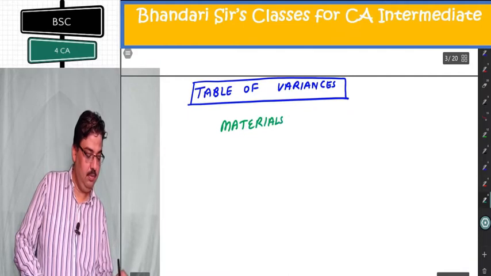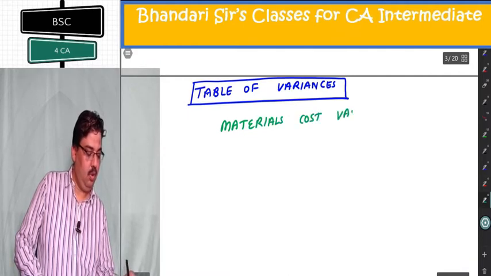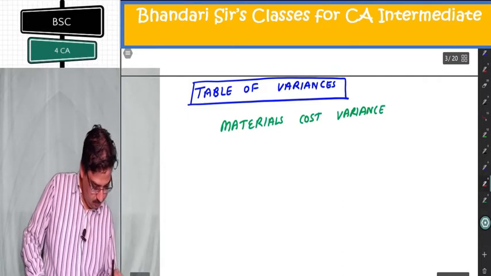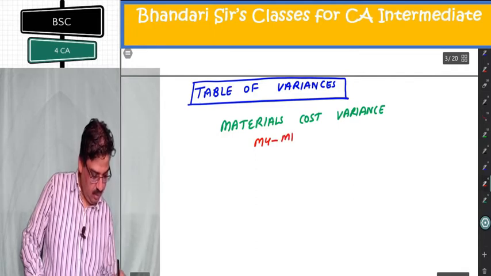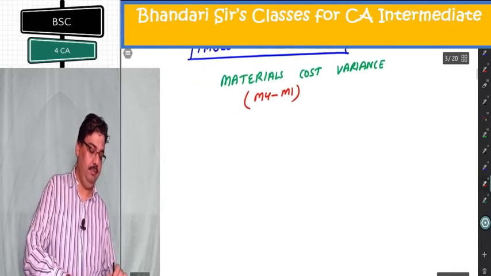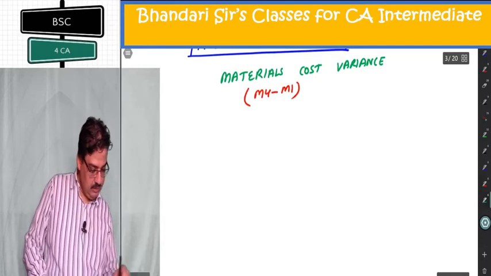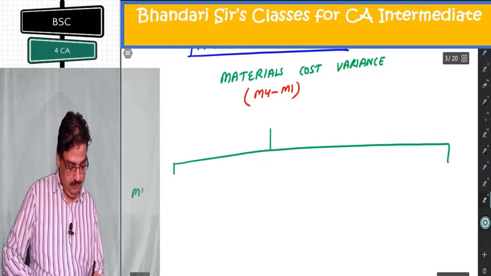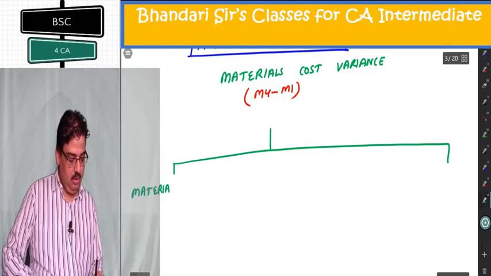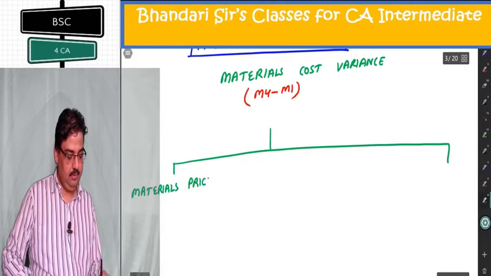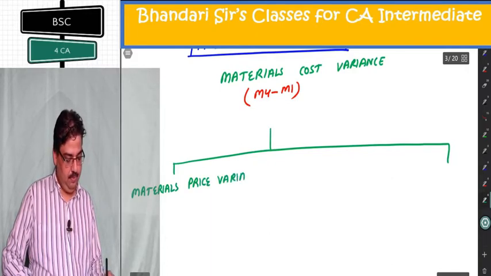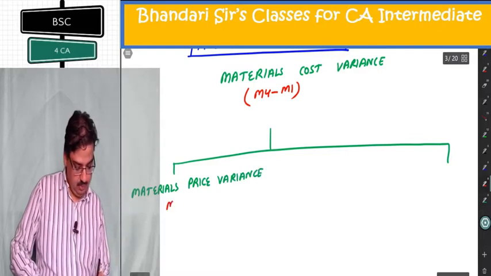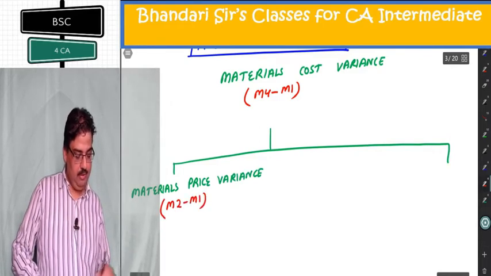Materials cost variance: M4 minus M1. Under this you are getting materials price variance, which is M2 minus M1.